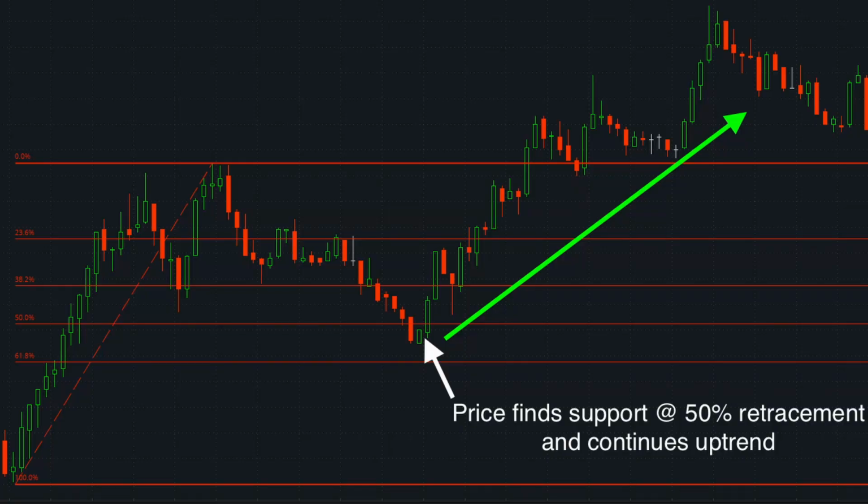Traders use this principle to identify potential entry points for buying stocks, aiming to maximize profits when the upward trend resumes. The principle is based on the common behavior of investors who tend to take profits after a significant price increase, leading to a correction.